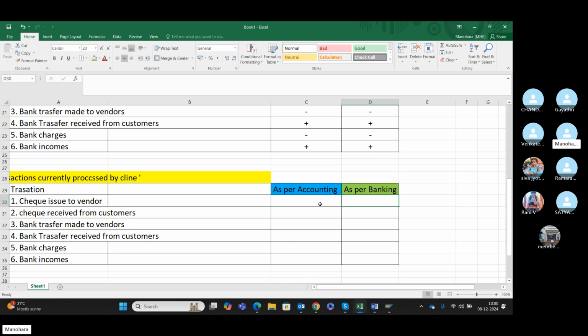What is the entry for that? How is your entry passing in our accounting system? That is what I am saying: our records. Vendor account debit to bank account. If you take the bank, the bank will be credit. As per the vendor, it is a debit.